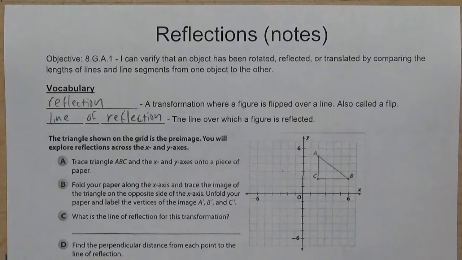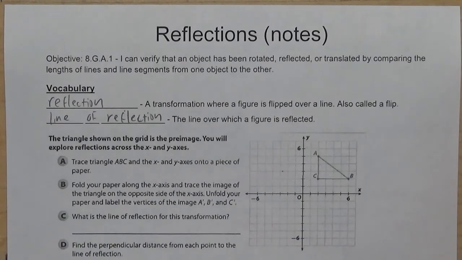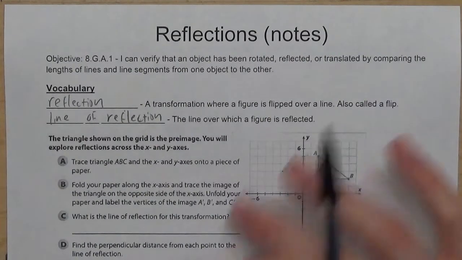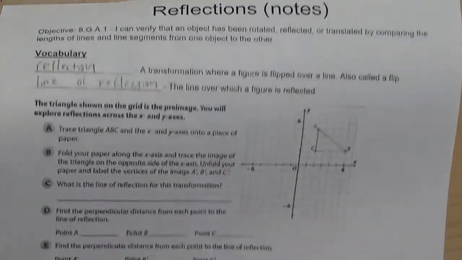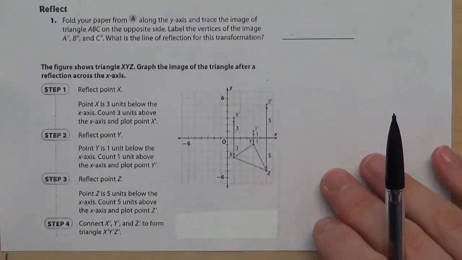The triangle shown on the grid is a pre-image. You will explore reflections across the x and y axes in this activity. This activity we're going to do in class. It's too fun to not do in class. So we're going to wait and do this one together in class and explore reflections a little more then. But let's go ahead and slide down here and take a look at the steps for reflecting.